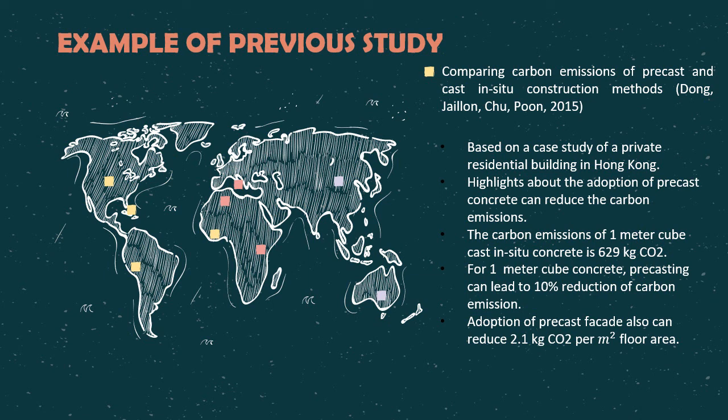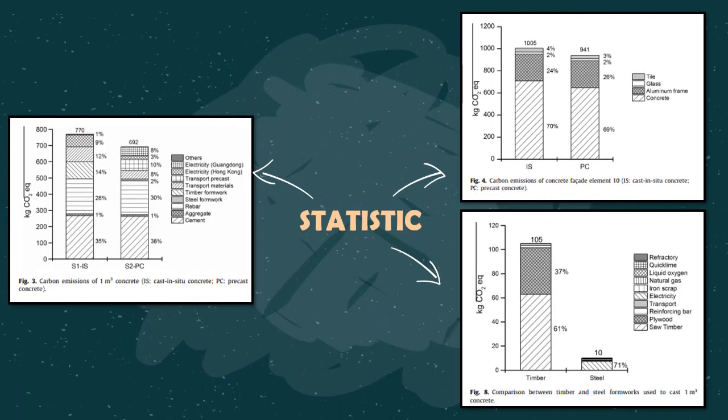The carbon emission of 1 cubic meter of cast in situ concrete is about 629 kilograms of CO2. It also states that for 1 cubic meter of concrete, precasting can lead to a 10% reduction of carbon emissions, and adoption of precast facade can also reduce 2.1 kg of CO2 per square meter of floor area. These are a few examples of statistics stated in the study.